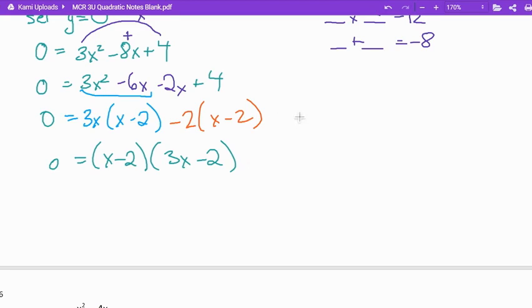And so once I've got it factored, this is when I bring in the zero product property.